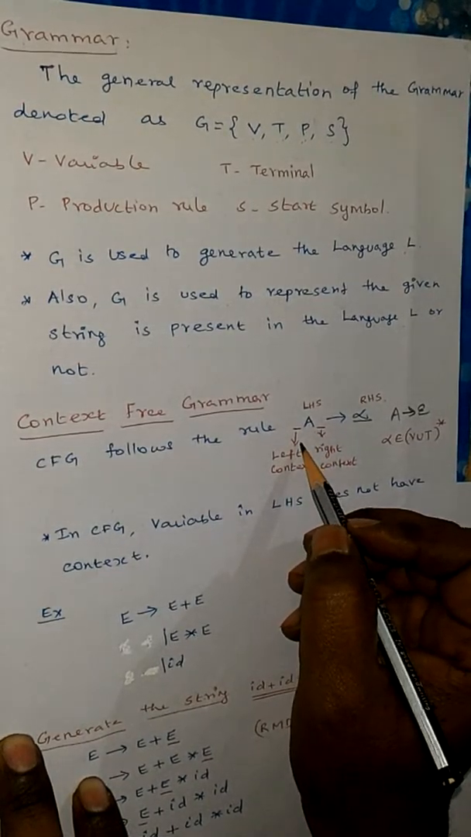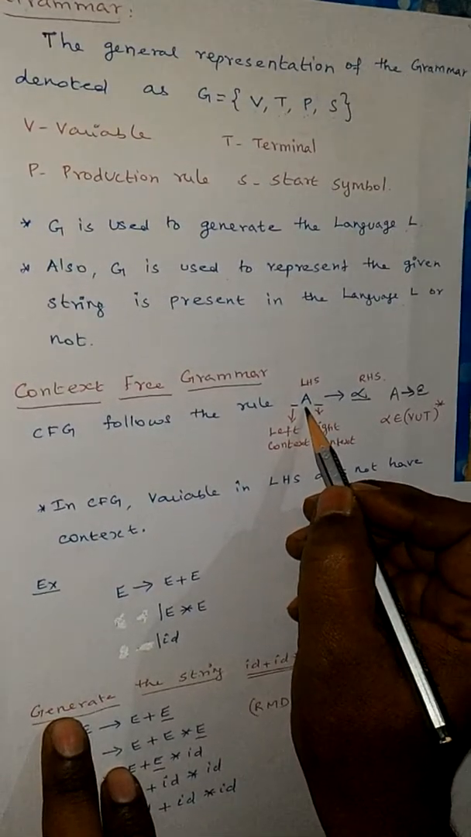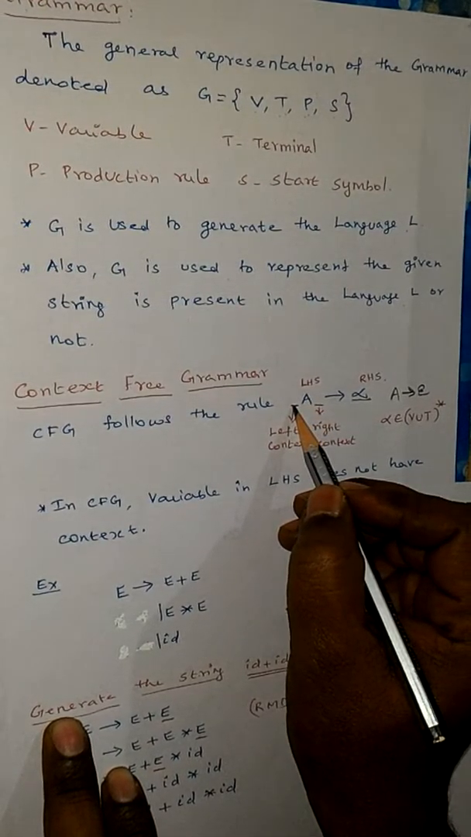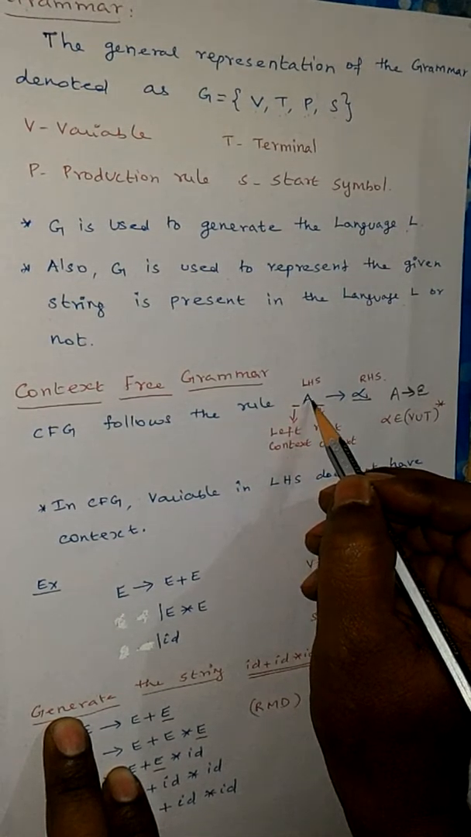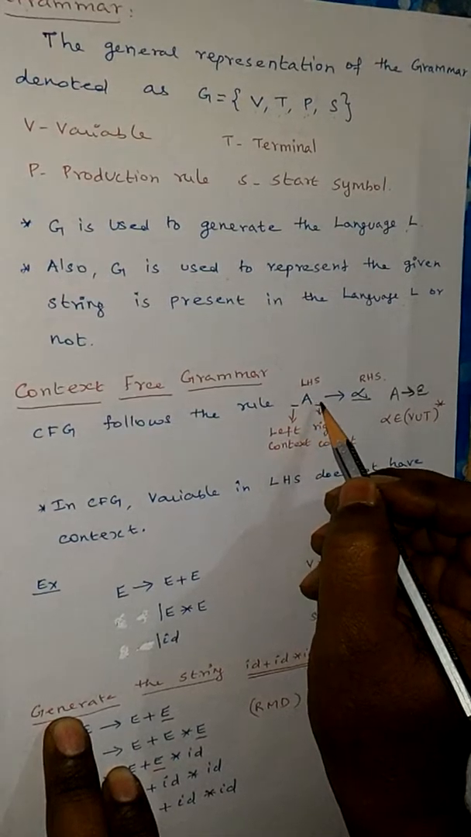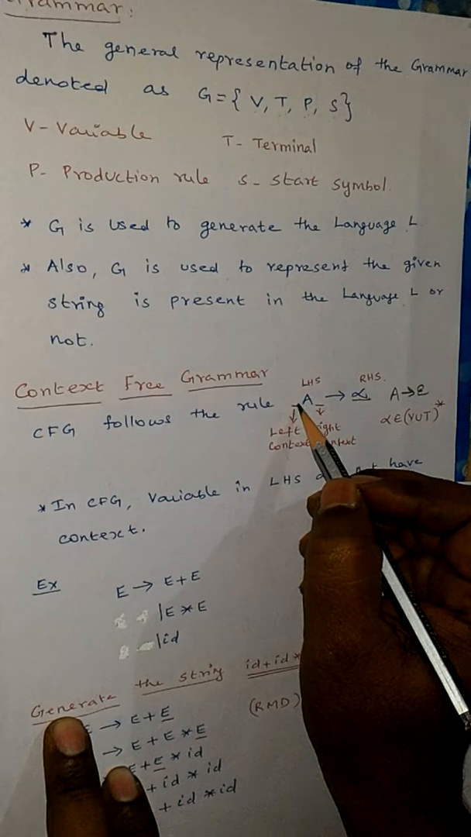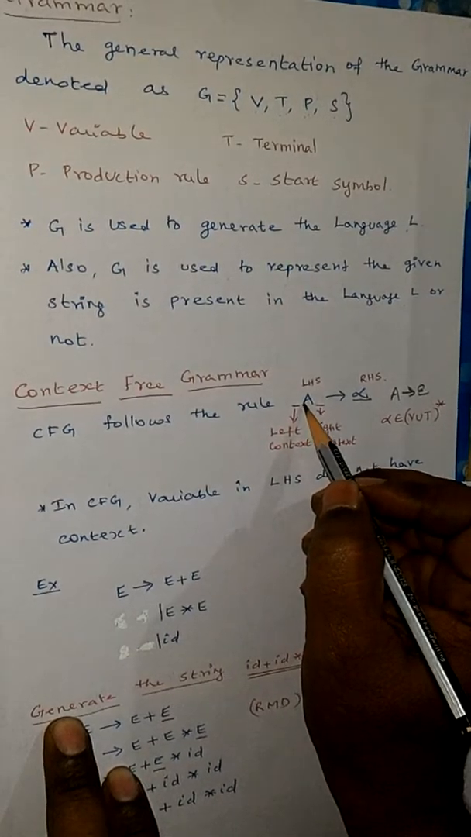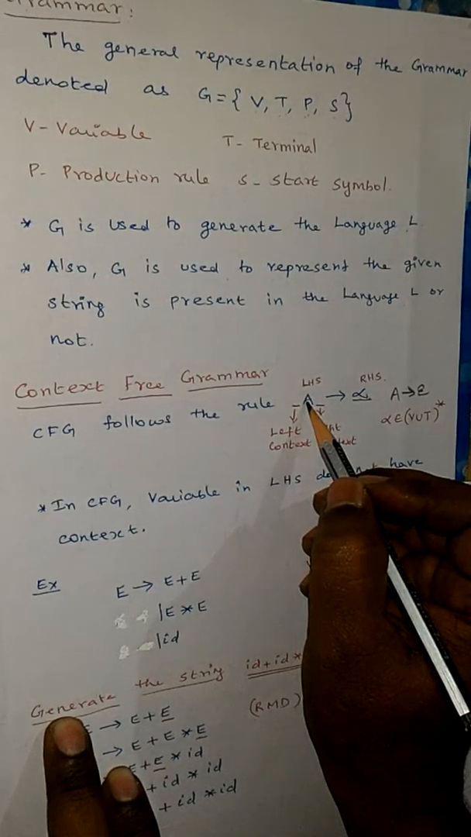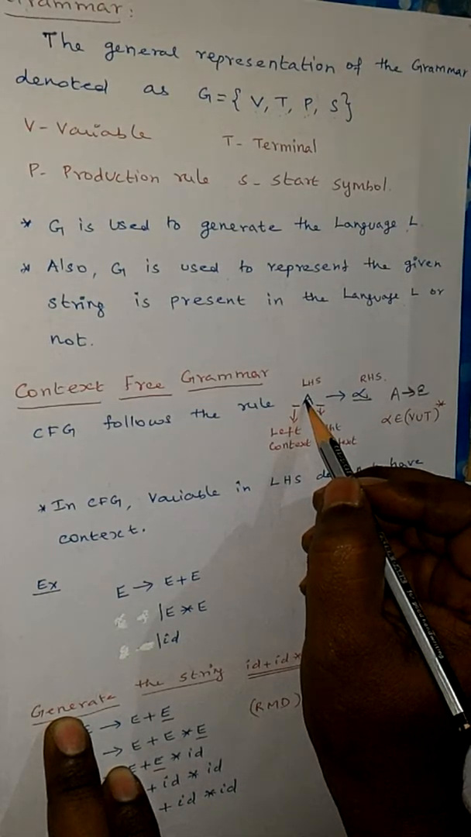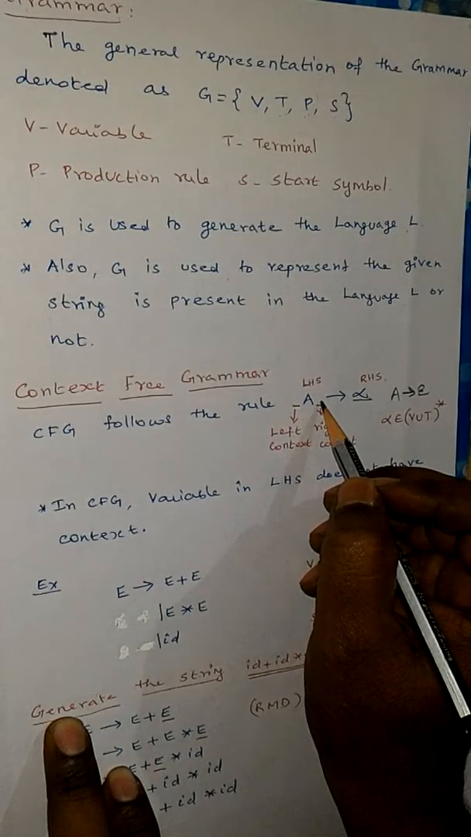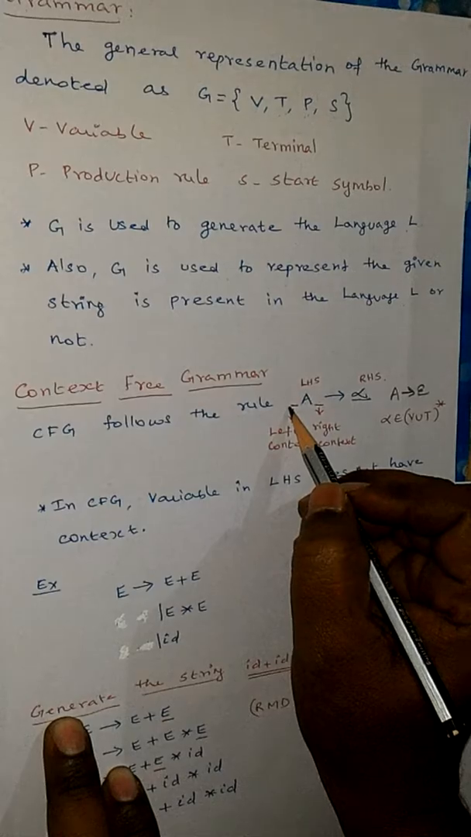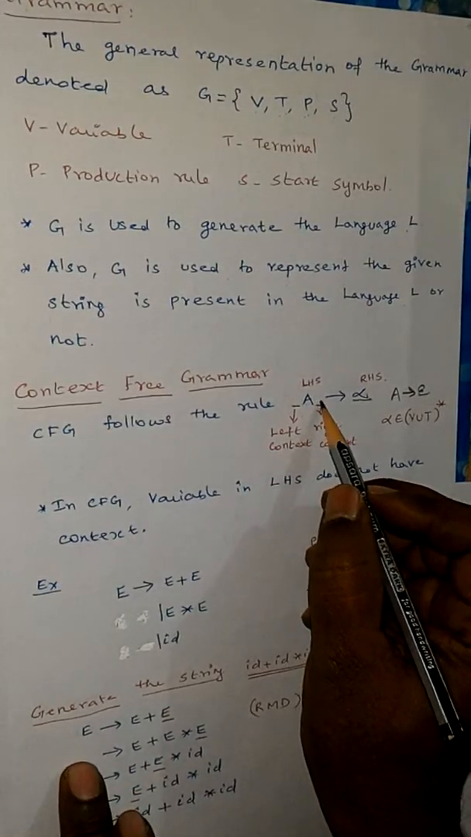Here, why is it called context free? In the LHS, the left side of A is called the left context, and the right side of A is called the right context. So in the LHS, that A does not have either a left context or a right context in the form of a variable or a terminal. In context free grammar, the LHS should have only a single variable. It should not have either a terminal or a variable on the right side or left side. That's why it is called context free grammar.